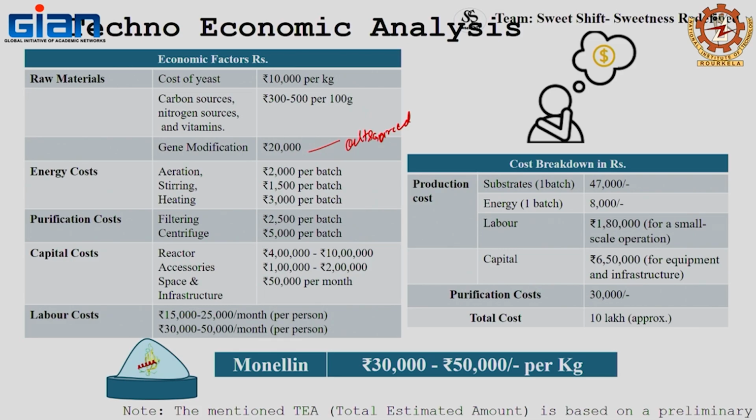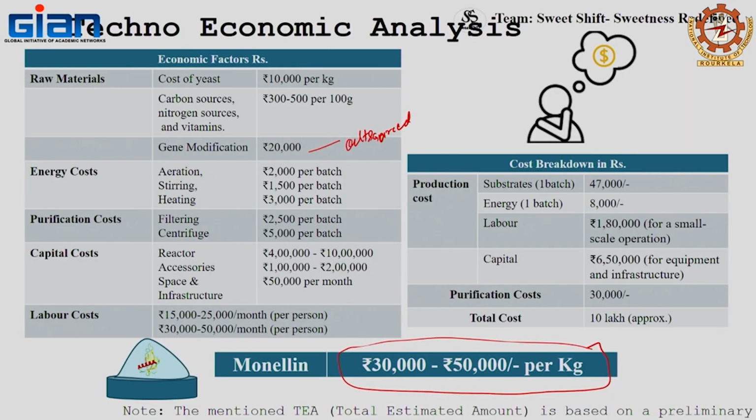For the production of one batch, the substrates are like this, the energy used will be 8,000, and the labor cost will be like this. If you write this for a student project proposal, you can write more than 10 to 12 lakhs so that we can make one project. Then I went on to think about how much the monolin would cost for 1 kg. They are saying about 30 to 50,000 per kg. I was shocked at this huge price.